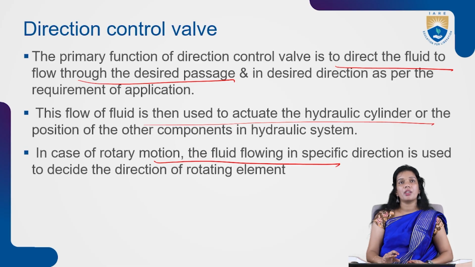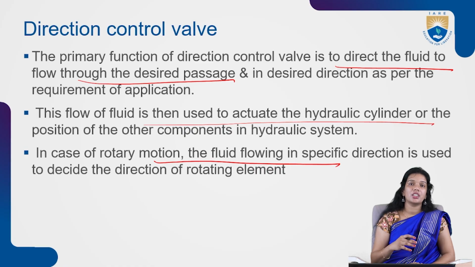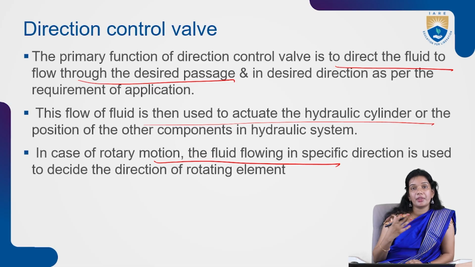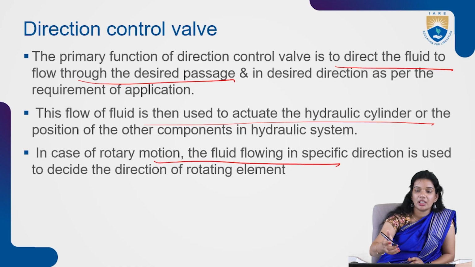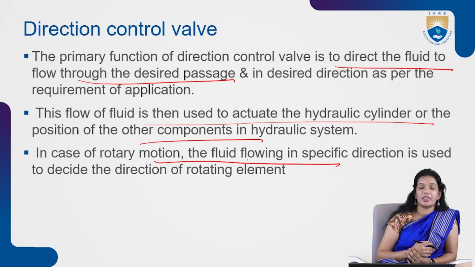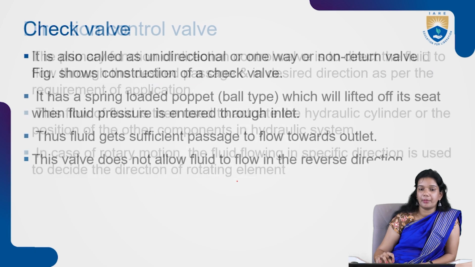So when you talk about directional control, its main function is to direct the fluid so that there is a clear, desired passage to it, in the desired direction as per that particular requirement. This flow can be used for actuation, or for positioning other components in the hydraulic system, right? In the case of any rotary motion, the flow is going to be in a specific direction and it is going to be used to set the direction of the element, right?